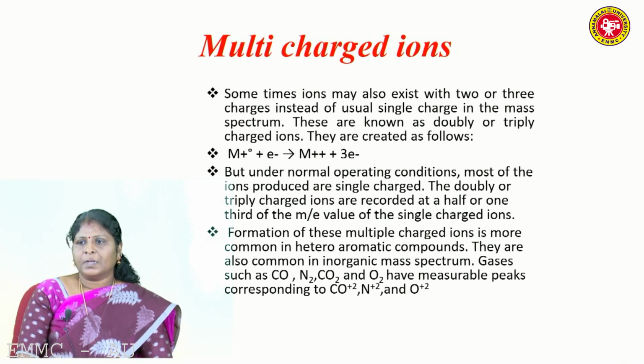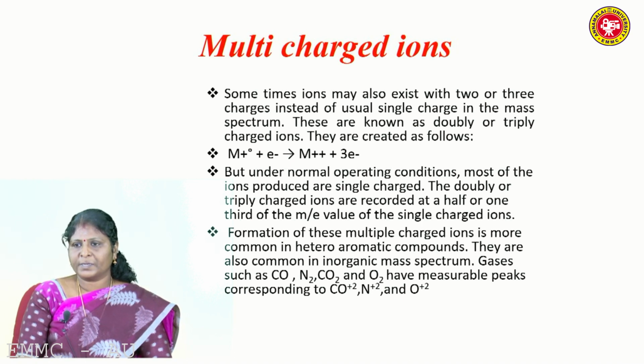Multi-charged ions. This type of multi-charged ion is very rare, because in all the mass spectral techniques, initially one electron will be removed from the molecule, thereby a cation radical will be produced. The loss of 2 or 3 electrons is very rare. If excess energy is consumed by the molecule, so that 2 or 3 electrons are removed, then doubly or triply charged ions can be obtained. We can expect these in the mass spectrum of inorganic compounds, such as gases such as CO, N2, CO2 and O2, which have measurable peaks corresponding to CO2 plus, N2 plus and O2 plus.